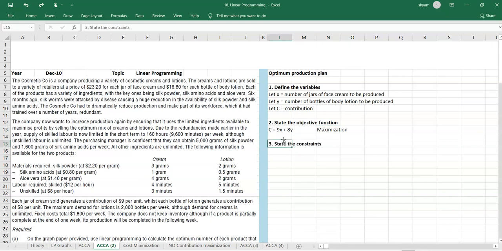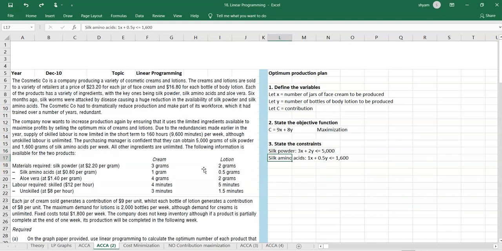Next one is state the constraints. What are the constraints here? There are 3 constraints here. The number 1 will be silk powder. Okay, so silk powder, if you see, it is 3x plus 2y less or equal to 5000 grams. Okay, so we got it. Next one is silk amino acid, which is 1x plus 0.5y less or equal to 1600 grams. So that also we got it.